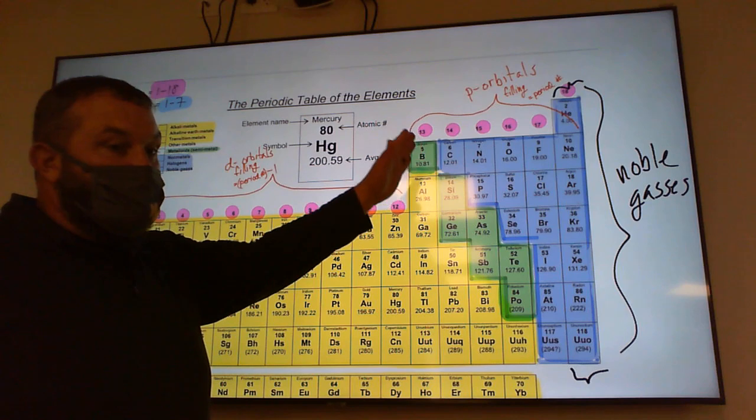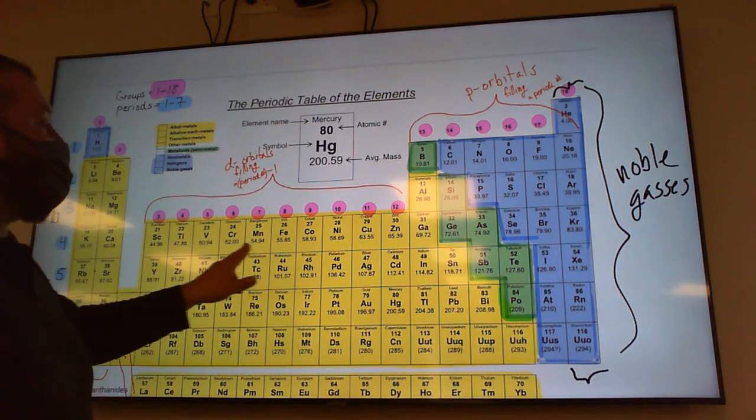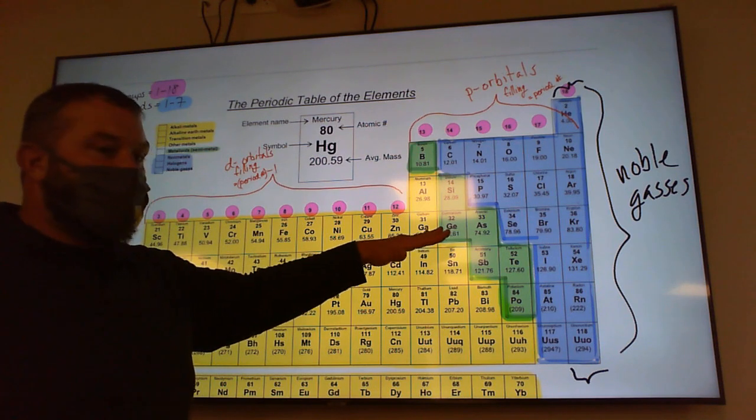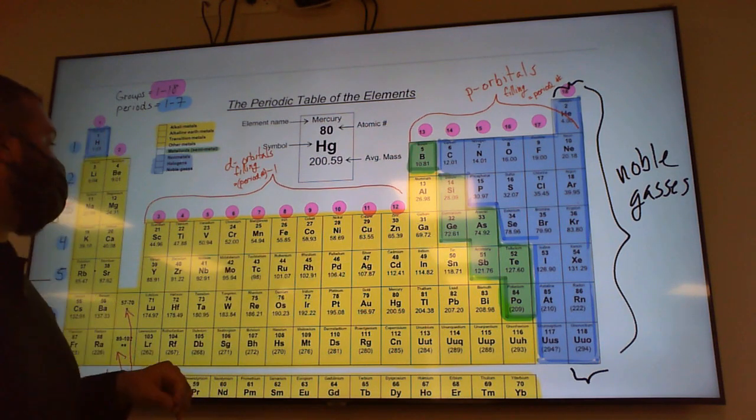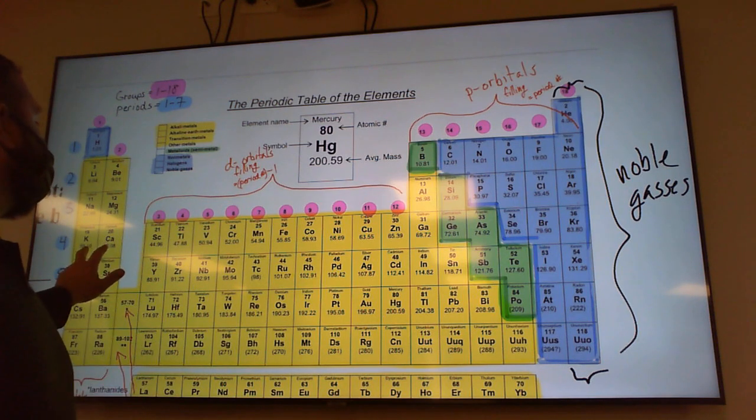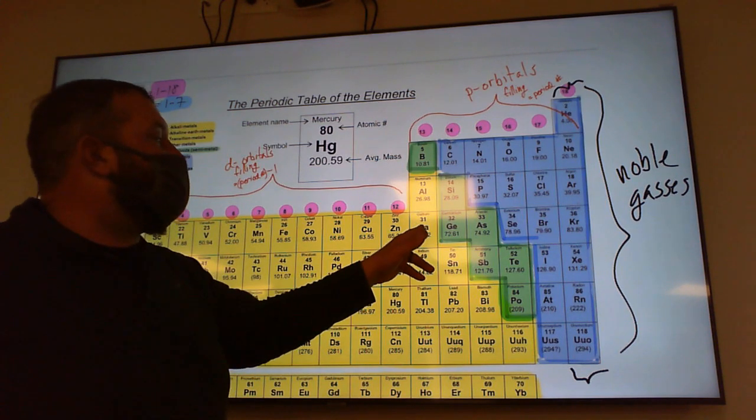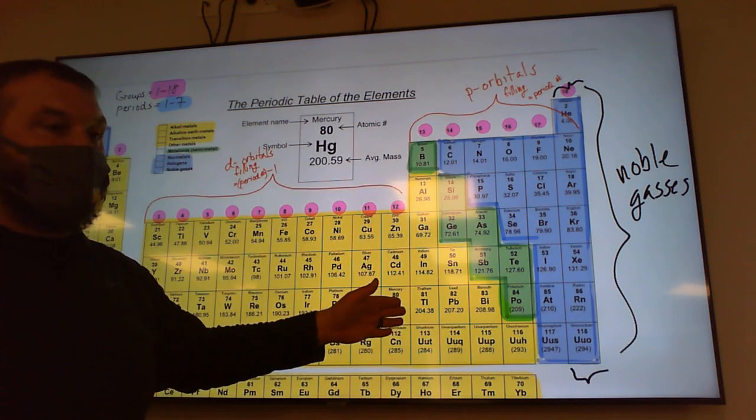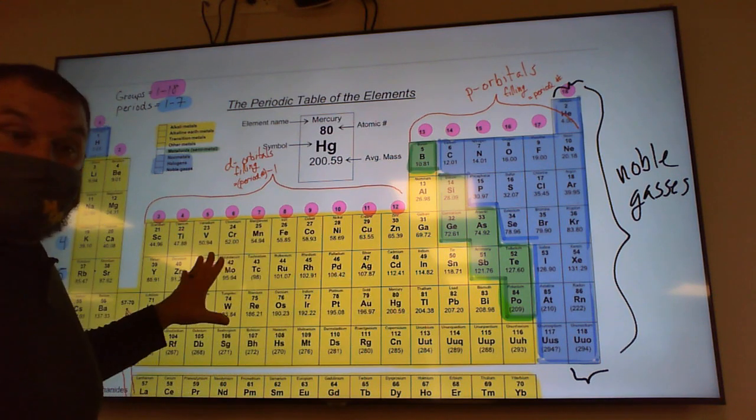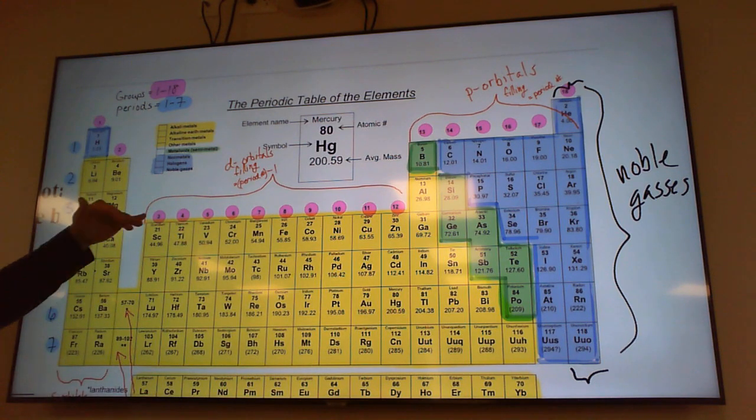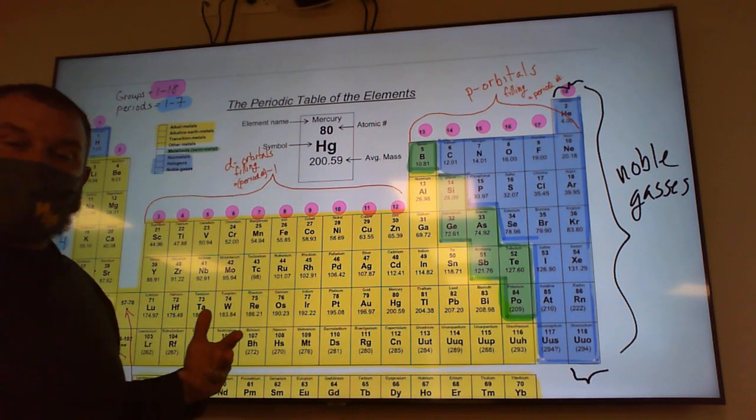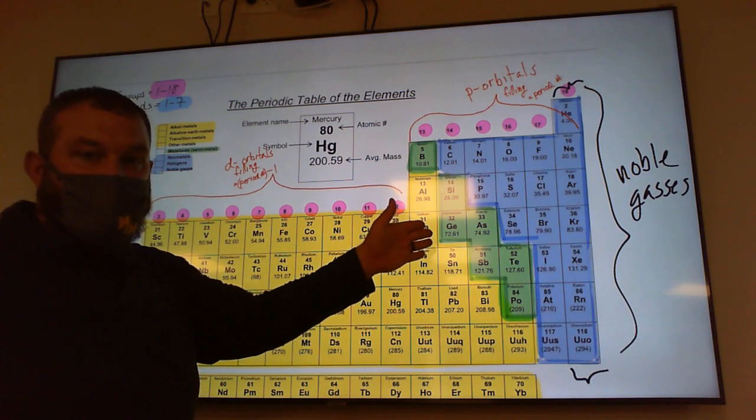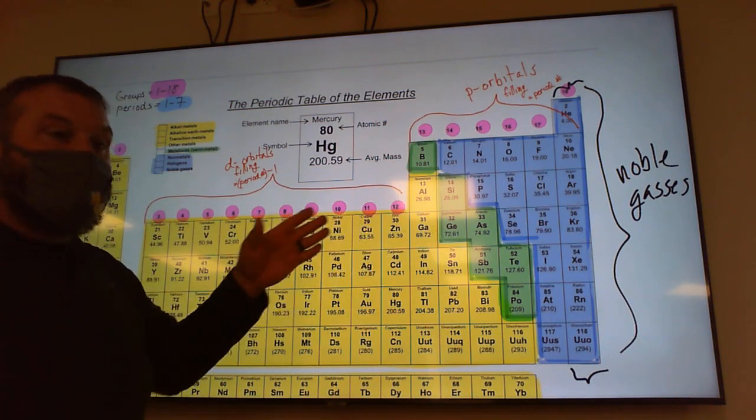Now, let's look at an element like gallium. Gallium would end in 4s2, 3d10, 4p1. My highest s and p orbitals are the fourth. I'm going to get 2 electrons from s and 1 electron from p for a total of 3 electrons. So group 13 will have 3 dots. We don't count the d orbitals. Why? Because it goes 4s, 3d. That 3 means they're at a lower energy level, and we don't count them. 4s, 3d, back up to 4p. Now they count.